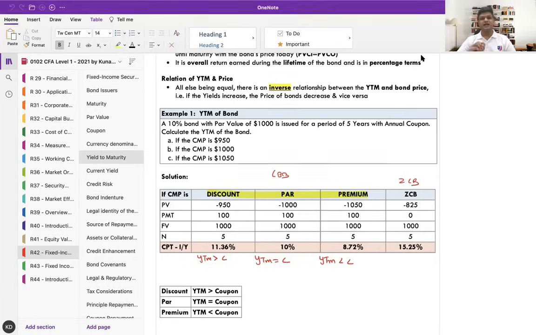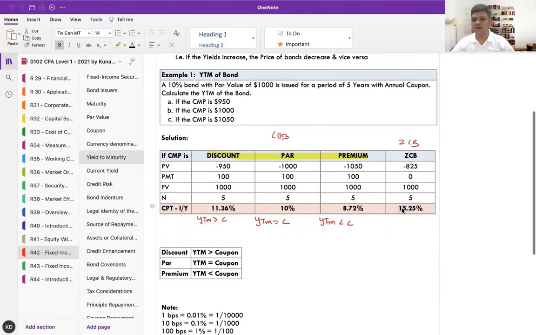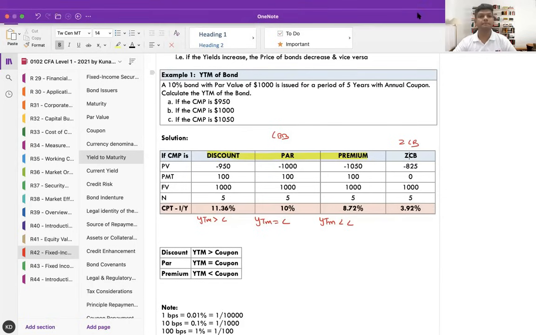Guys, a small error in the calculation part here. I think here the yield was around, instead of 15.25, it was 3.9. 3.92, right? Yes. That's a small error in the calculation here, which I can correct. Okay.